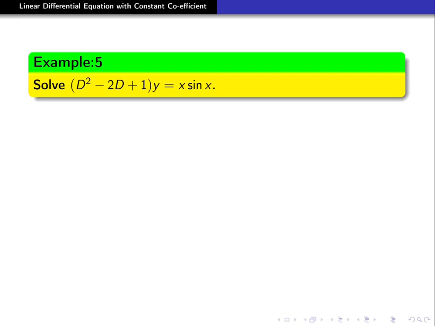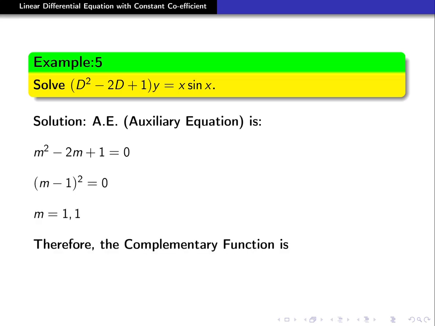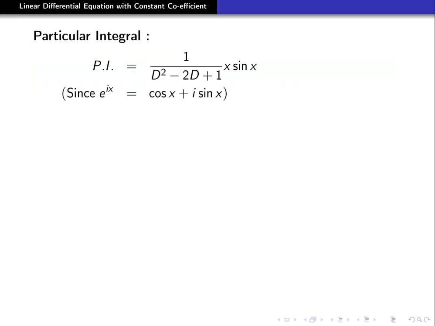So next, solve D square minus 2D plus 1 into y is equal to x into sin x. So for the auxiliary equation, replace D in terms of m. So m minus 1 the whole square equals 0. The m's are 1, 1. Therefore the complementary function is this. Now we need to find the particular integral.